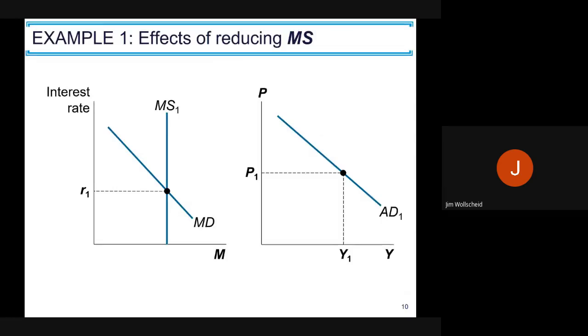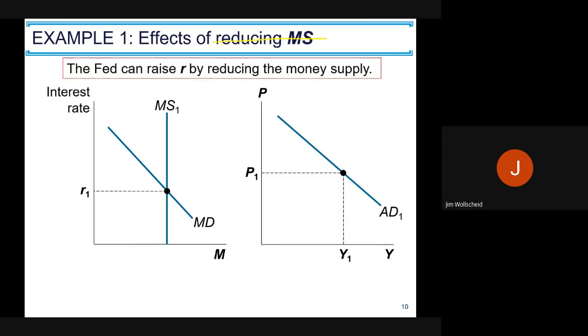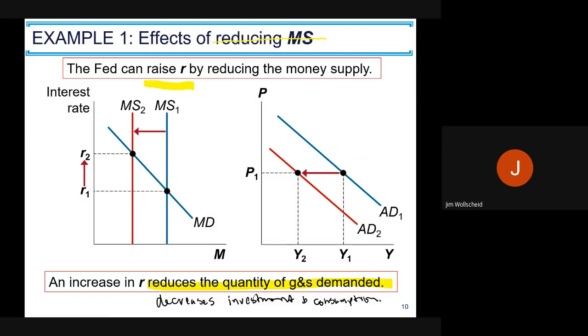So let's look at a simple example here. Usually I increase the money supply, but here I'm going to reduce it. So what happens when I reduce the money supply? Well, when I reduce the money supply, interest rates rise. And because interest rates rise, it reduces the quantity of goods and services demanded. So what does it decrease? Well, it decreases both investment and consumption.